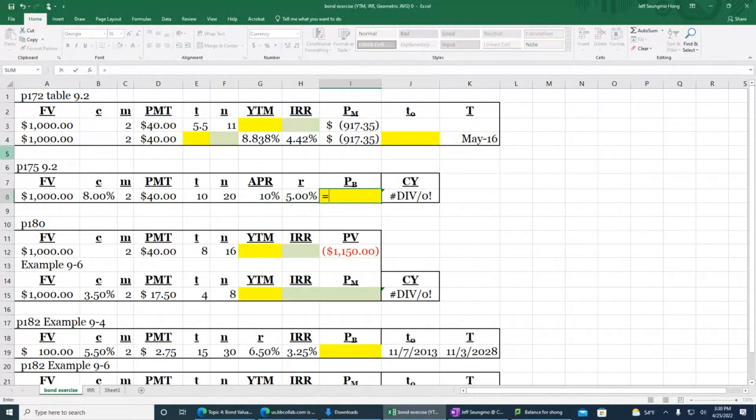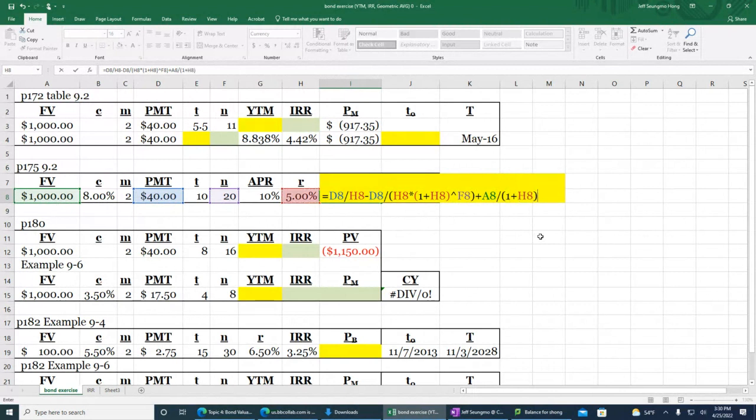So let's find the price, and we know the formula already. Basically, it's payment over R minus payment over, open parenthesis, R times 1 plus R raised to N, close parenthesis. Now this is only the annuity part, right? Present value of the coupons. And then a single cash flow, right? Face value over 1 plus R raised to N.